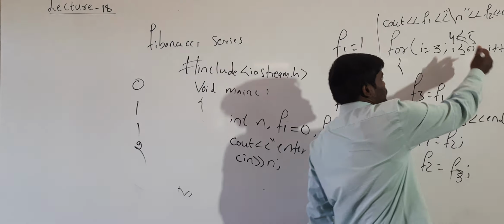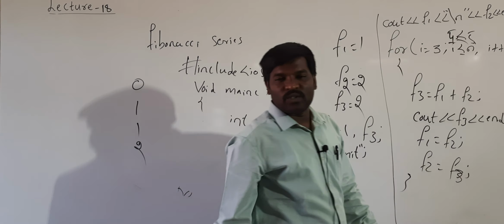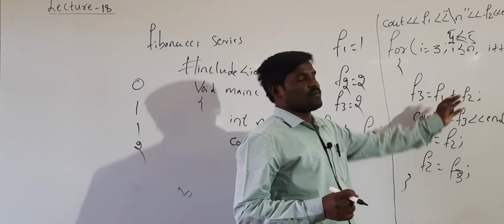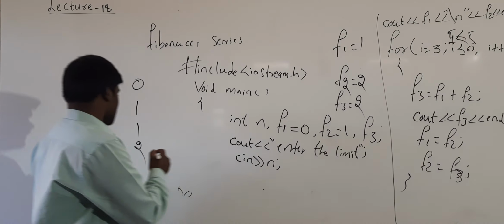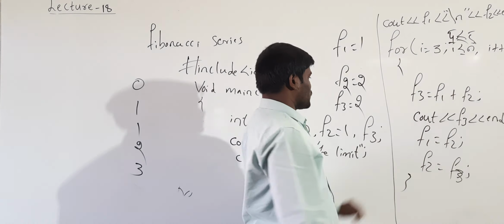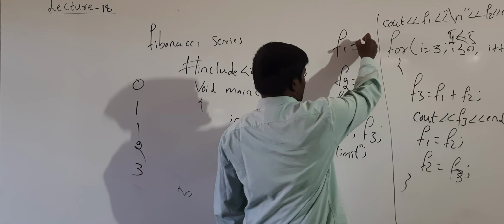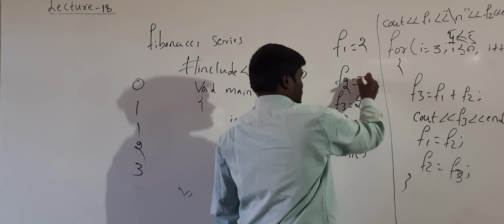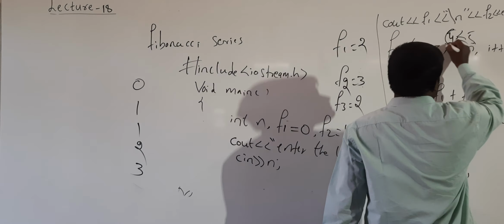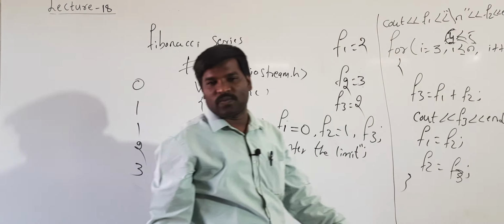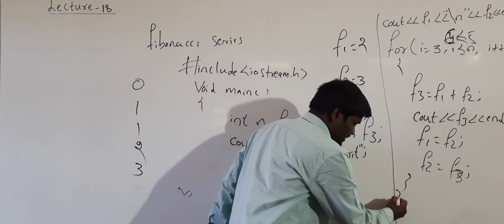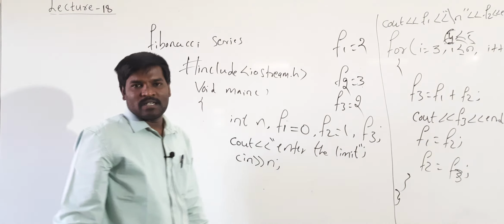Again the loop will continue, I becomes 5. 5 is less than or equal to 5, the condition is true. F3 is equal to F1 plus F2, 2 plus 1, 3. Next it will print 3. Next, F2 value is stored in F1, that is F1 becomes 2 and F2 becomes 3. Finally, I plus plus, I becomes 6. 6 is less than or equal to 5, the condition becomes false, it will come out of the loop and finally stop the execution of the program.